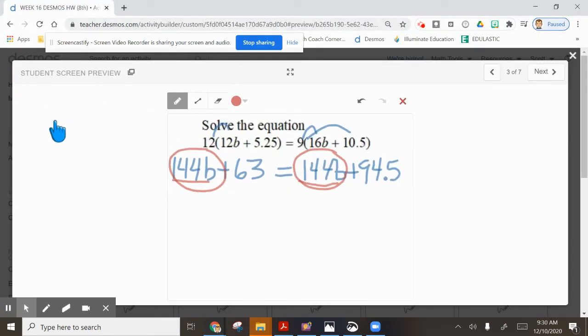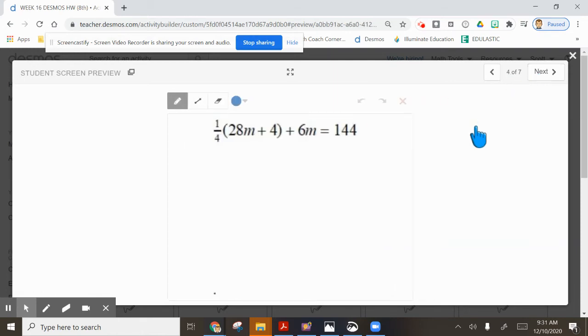Now, no solutions would mean same variables, different constants. And this answer is no solutions. So what did you really have to do here? You have to distribute. That wasn't difficult. I just used a calculator, wrote it out, and realized, oh, I got the same variables. I saw 144b on both sides, and that's a weird number. Well, that means something. All right, you can do this.